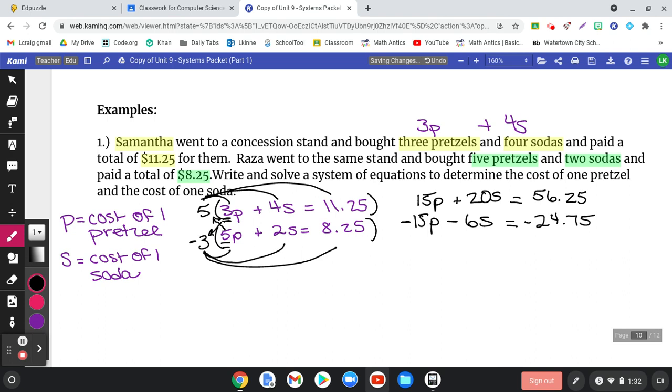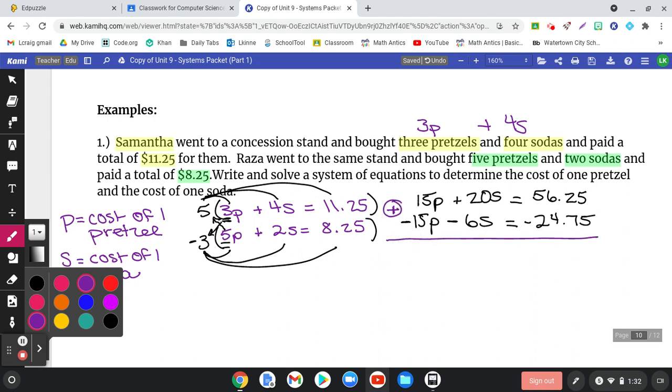So by doing that, we created equations that have the same value as the others, but now we can add them together. And when we do, these are eliminated. 15p plus negative 15p. 20s minus 6s would be 14s equals 56.25 minus 24.75, or think of it as adding a negative.